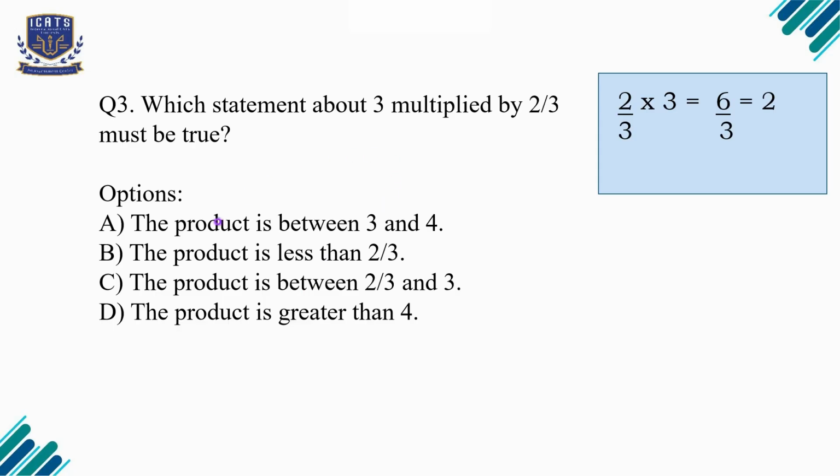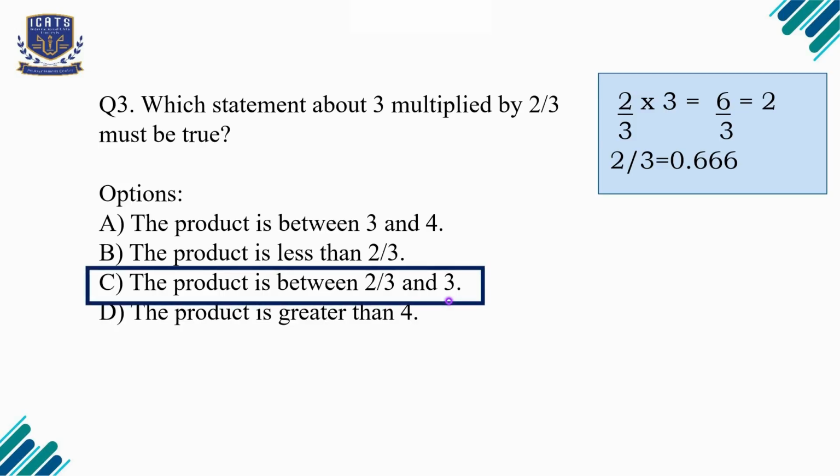So now if we check all our options, 2 does not come between 3 and 4. So option A is not correct. The product is less than 2 by 3, as 2 by 3 is equal to 0.66 and 2 is not less than this number. So option B is also incorrect. If we check our option C, 2 comes between 0.666 and 3, which is our correct option. So we will select option C here.